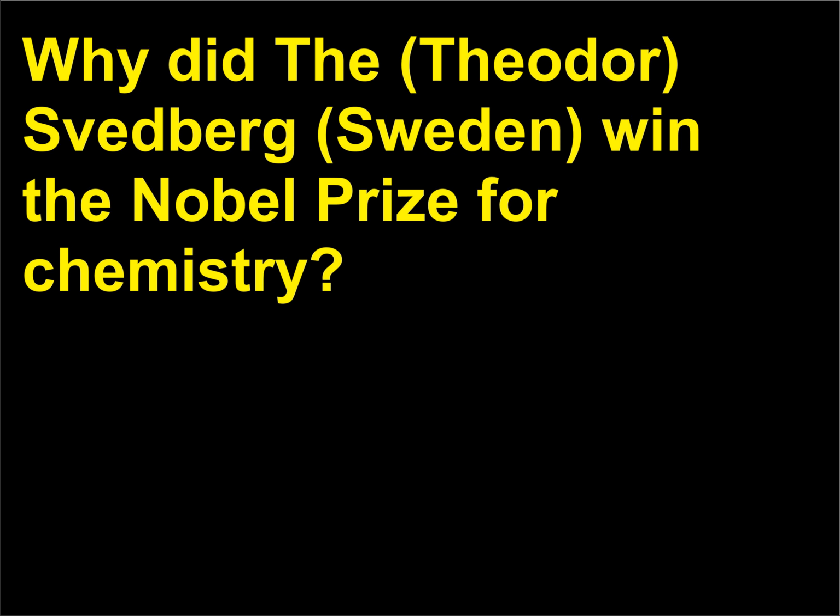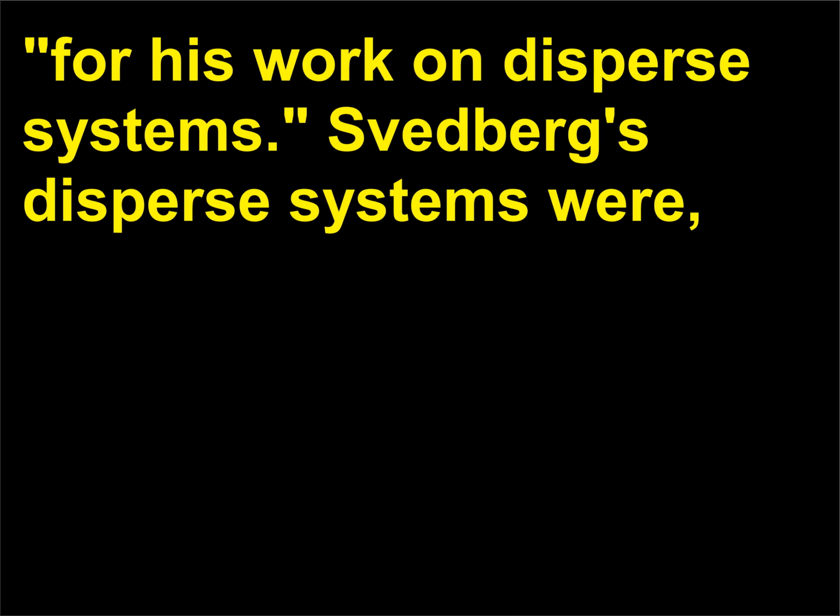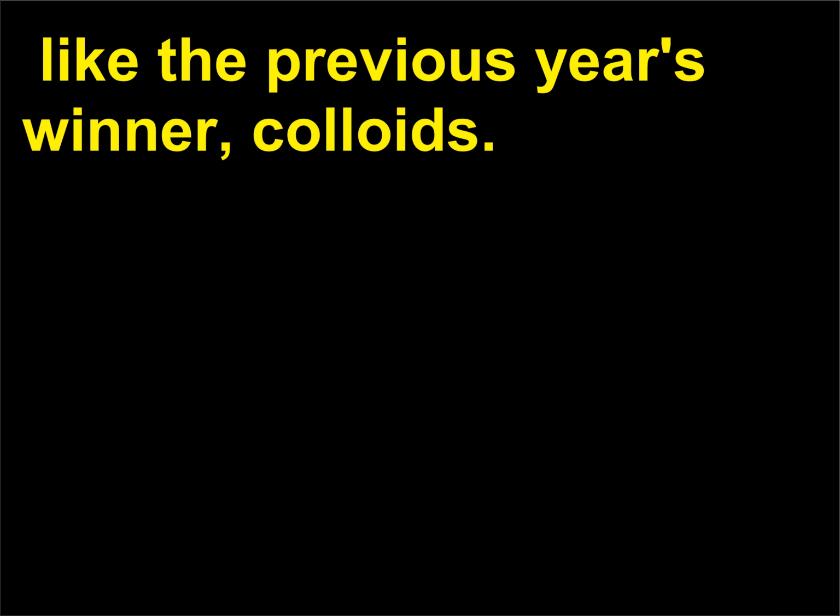Why did Theodor Svedberg, Sweden, win the Nobel Prize for Chemistry? For his work on disperse systems. Svedberg's disperse systems were, like the previous year's winner, colloids.